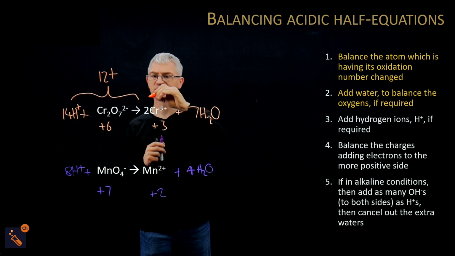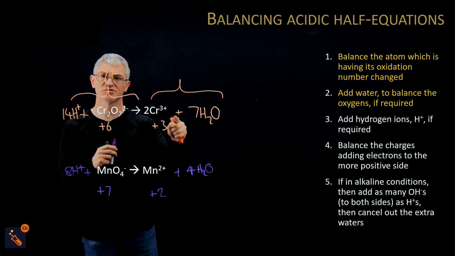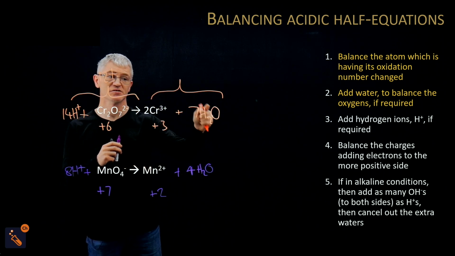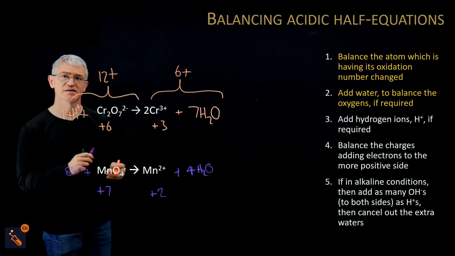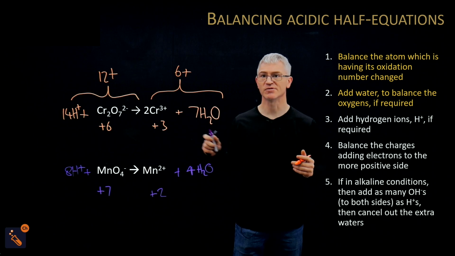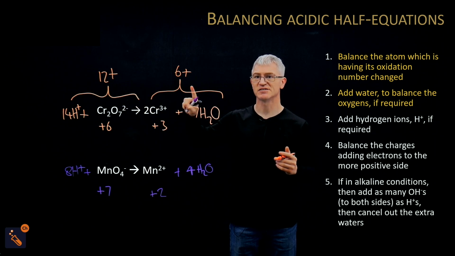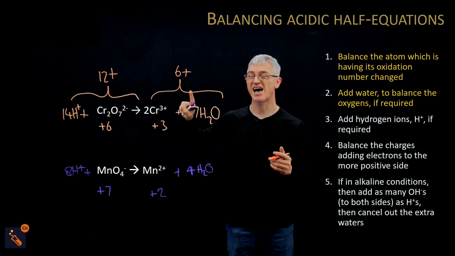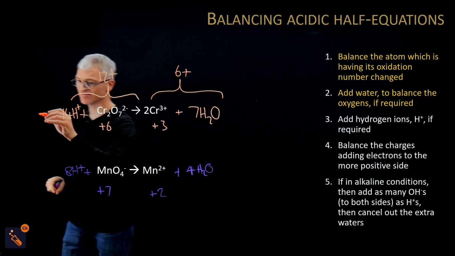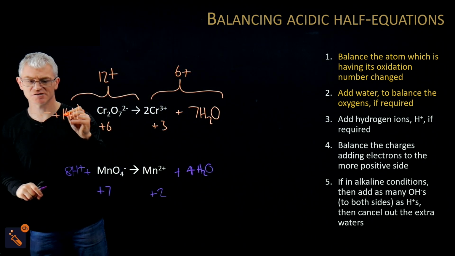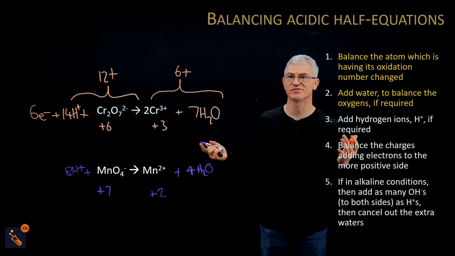And then on this side, okay, we have got 2 times 3 plus, which is 6 plus. And so overall, this is 6 plus. Okay, now if that is the case, the most positive side is that side. I need to make it so it's equal to this number. So I have to add 6 minuses. All right, so I'm just going to quickly add 6 minuses. So 6e minus, okay, and then I am done. Okay, and that's my balanced half equation.